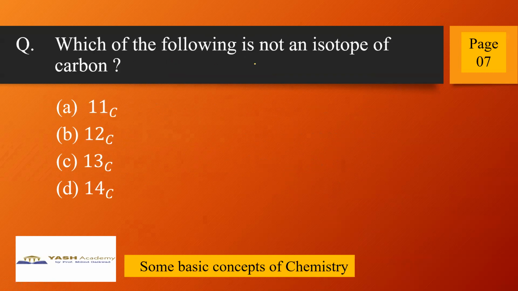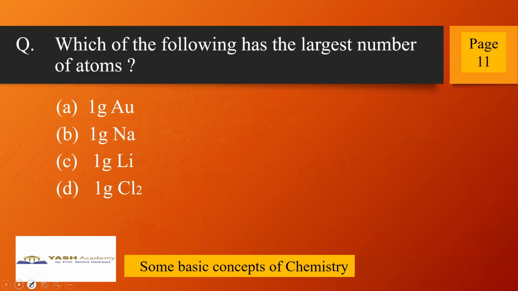Next, which of the following is not an isotope of carbon? Some basic concepts of chemistry, page 7. Carbon 11, carbon 12, carbon 13, carbon 14. So carbon 11 is not an isotope of carbon.